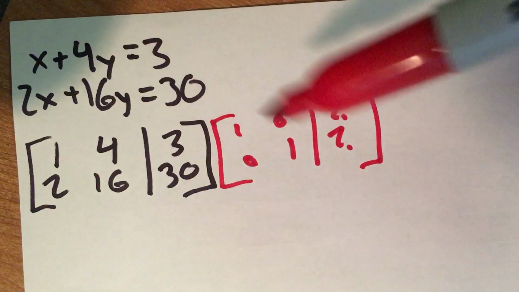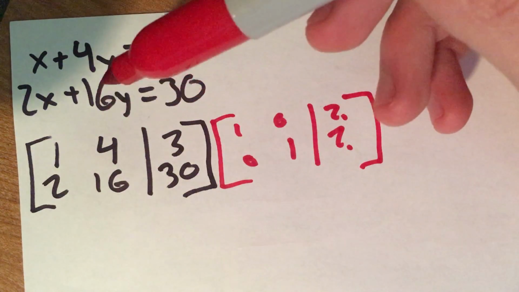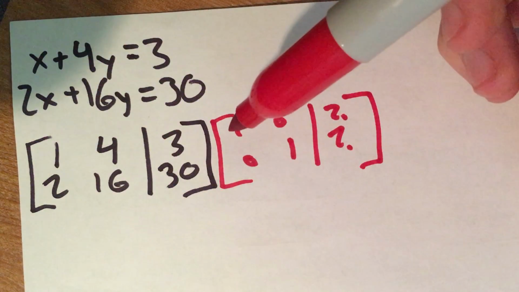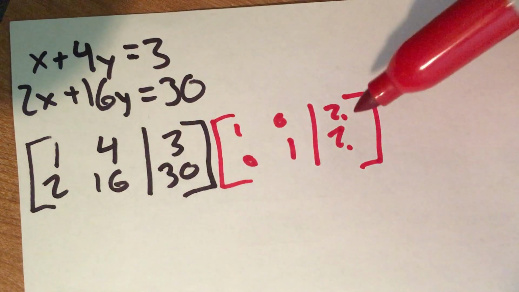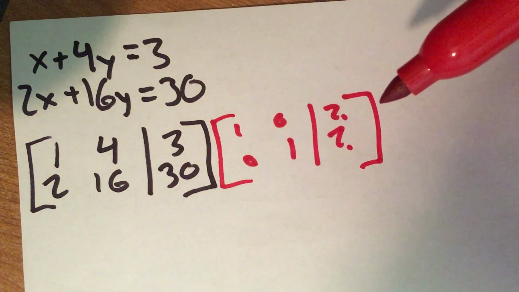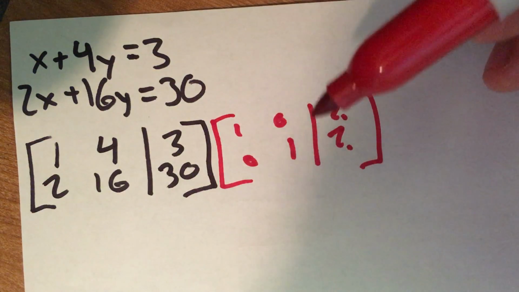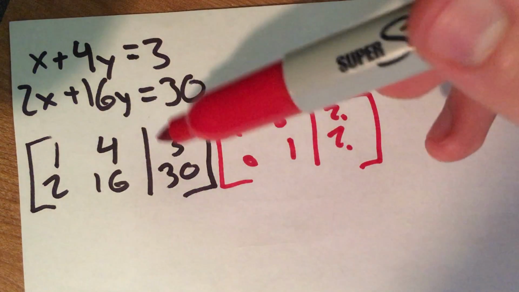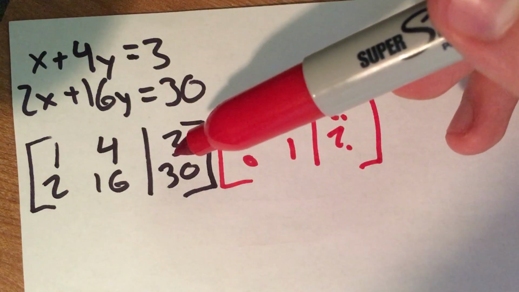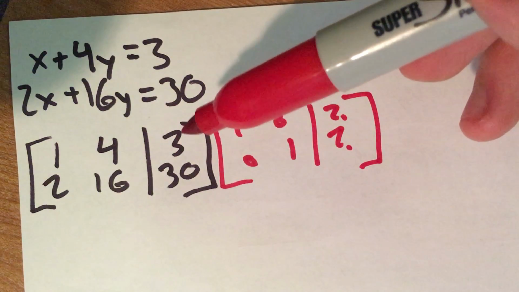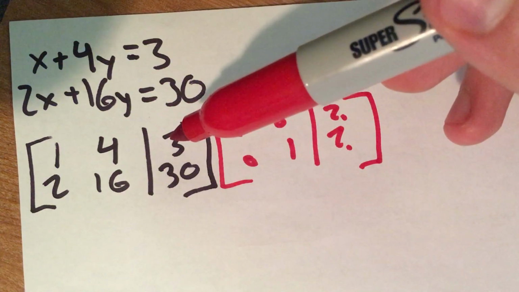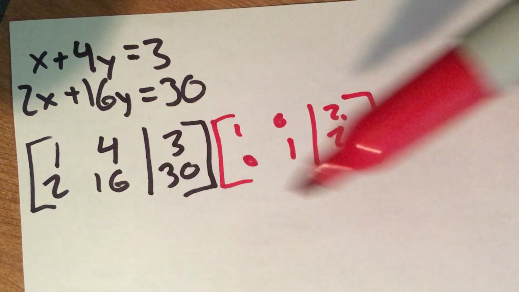But here we're working with just two equations, two variables, so we're going to have 1, 0, and 0, 1. And then these question marks here are going to be your answers. So 3 and 30 here, whatever those turn into at the end, the one at the top is going to be your x value, and the one at the bottom is going to be the y.